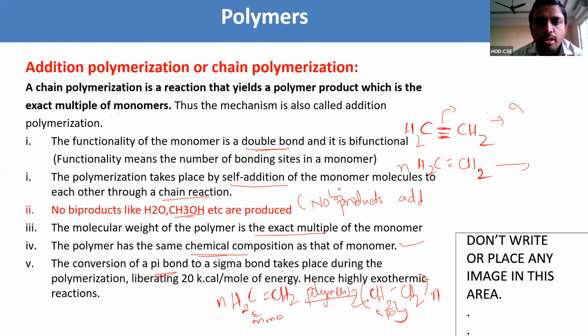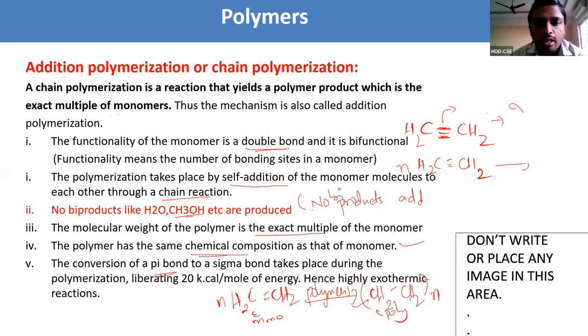Okay, chain polymerization is the reaction that yields a polymer product which is an exact multiple of the monomer. The molecular weight of the polymer obtained is an exact multiple of the monomer. Here the functionality of the monomer is a double bond, and it is bifunctional.